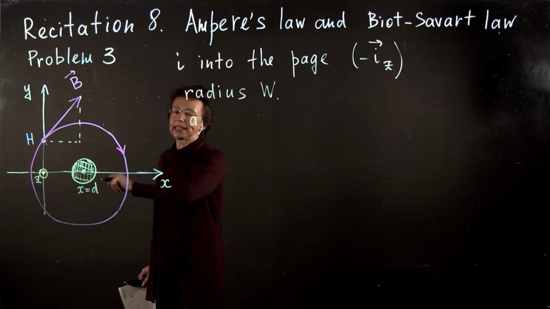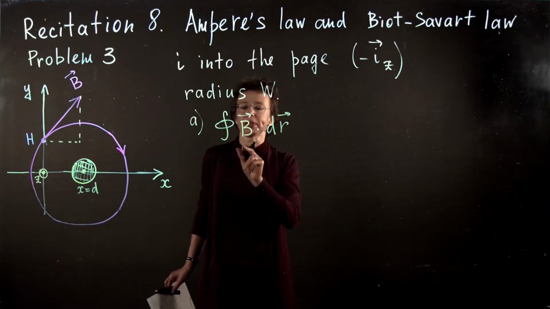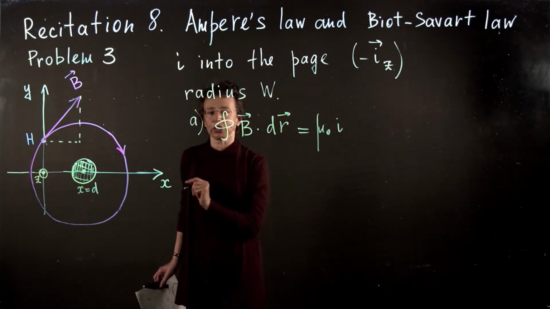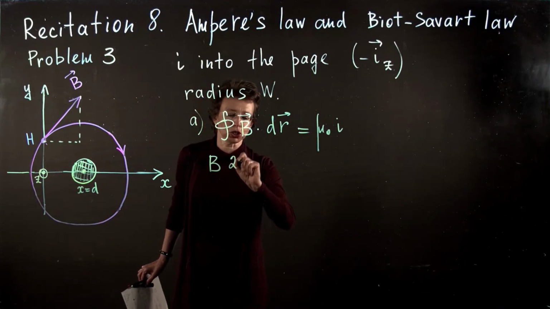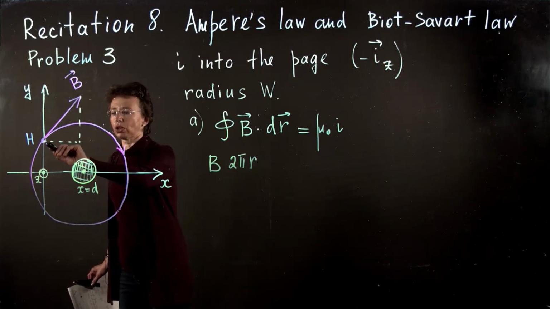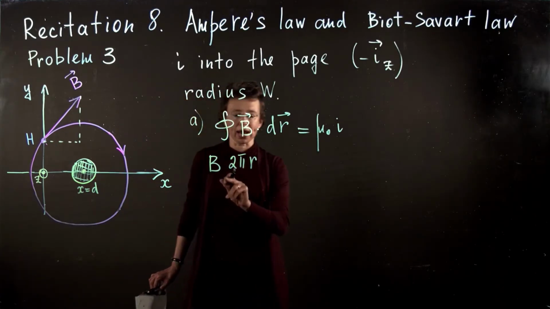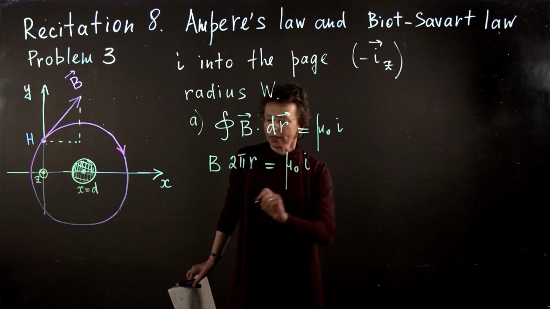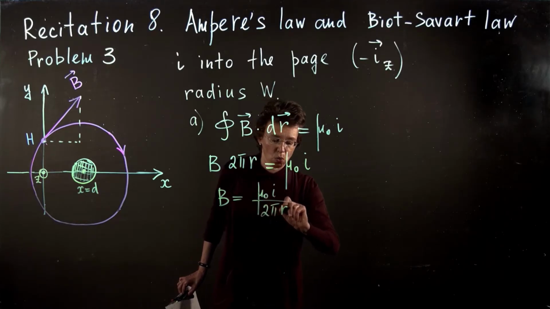I remind you that this wire is infinitely long, which will allow us to simplify the left-hand side of Ampere's law. Ampere's law, integral B dot dr, closed loop, is equal to mu naught current enclosed by this loop. Left-hand side, B times 2 pi r. What is this r? It is the radius of this loop that is going through the point of interest, X0, YH. This magnetic field is created by this wire. B times 2 pi r is equal to mu naught, current enclosed, current is I, and we found the magnitude of the magnetic field created by this wire.